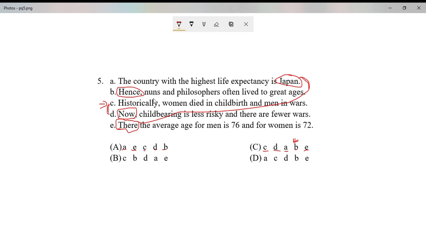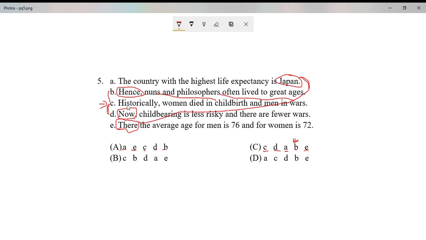What could be a reason that nuns and philosophers would live to great ages? I would look at this sentence, B and C. So, historically, women died in childbirth and men in wars. So, if women died in childbirth, nuns would live to great ages because nuns usually are celibate. They withdraw or abstain from activity with the other sex. And then philosophers are usually not fighting in wars. Of the men, philosophers live to great ages because they don't fight in wars. Of the women, nuns because they don't give birth. So C and then B would make the most sense in terms of this one.